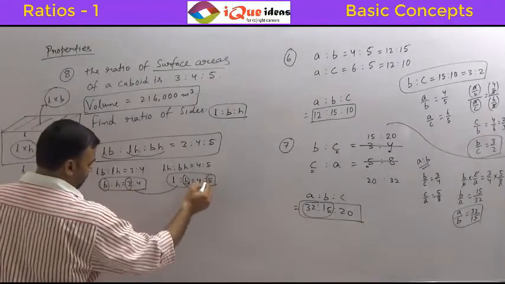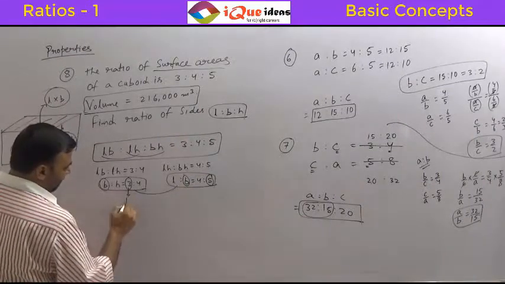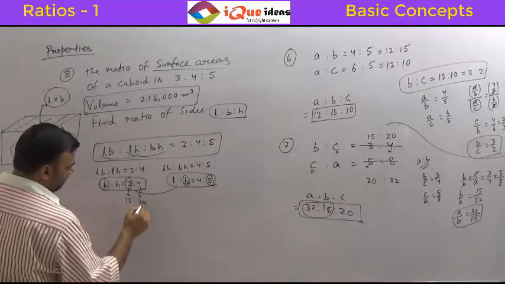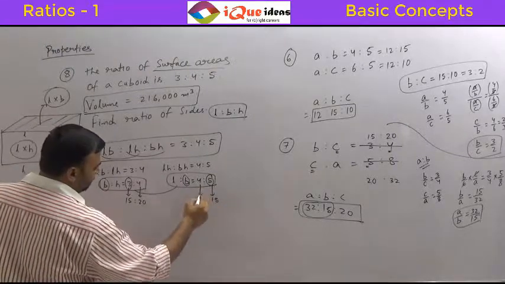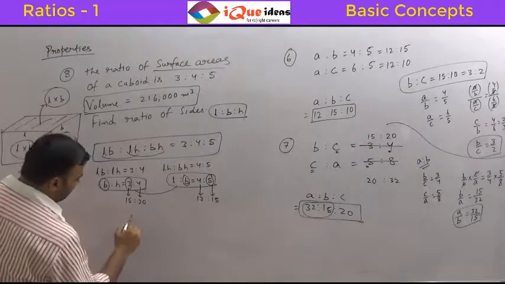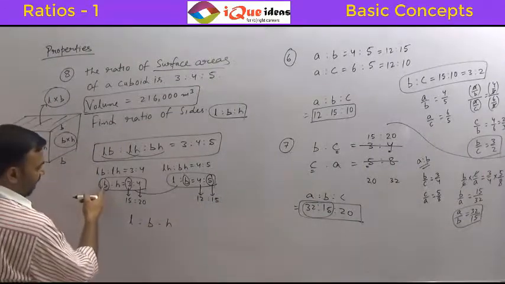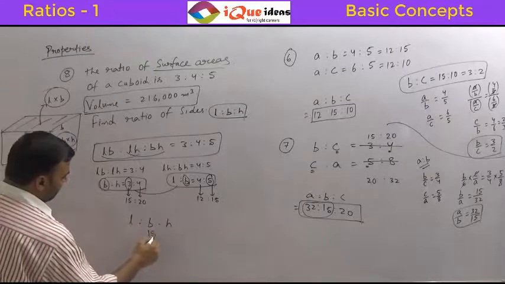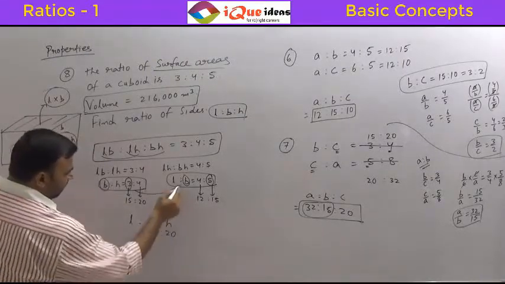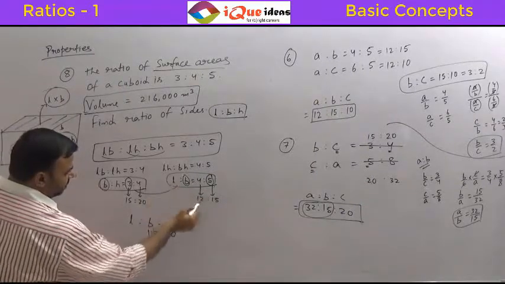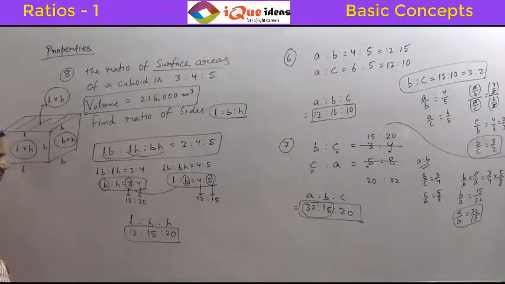What are the numbers for B? 3 and 5. Now LCM of 3 and 5 is 15. So make this 15, this will become 20. Make this 15, 5 3s are 15, so 4 3s are 12. So L is to B is to H will be, now see, which one is common? B, and for B we have taken 15. Now when B is 15, H has to be 20. And when B is 15, L has to be 12. So the answer is 12 is to 15 is to 20. Or 20 is to 15 is to 12, don't worry.